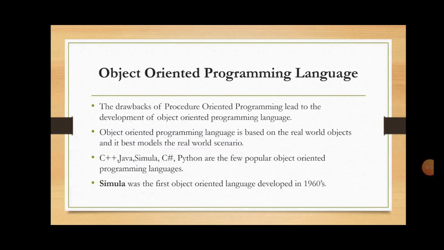Next is object-oriented programming language. The drawbacks of procedure-oriented programming language led to the development of object-oriented programming language. Here, real-world objects are the basis of object-oriented programming, and it is best suited to solve real-world problems. C++, Java, Simula, C#, Python are a few popular object-oriented programming languages which are used today. Simula is considered the first object-oriented programming language, developed in 1960. In our subsequent session, we will discuss more on object-oriented programming with an object-oriented programming language called Java.